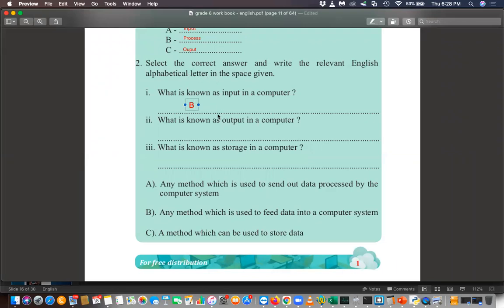You have to write the alphabetical letter. Okay, next one. What is known as output in a computer? Output is taking something out. Any method which is used to send data out, yes, send out data processed by the computer system. That is A. And what about the third one? What is known as the storage of a computer? That is a method which can be used to store data. So C is the answer for this one. It's an easy question, right? So B, A, and C. Please write the answers and show. Question number 2: for 1, the answer is B, for 2, the answer is A, and for 3, the answer is C.